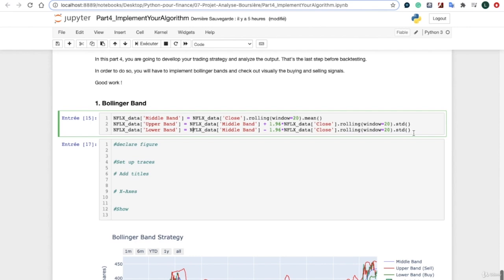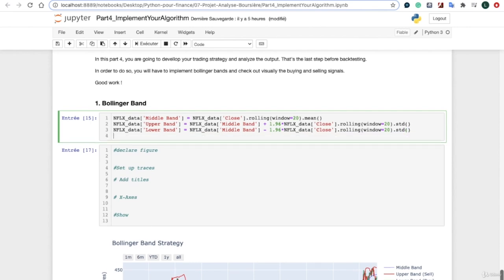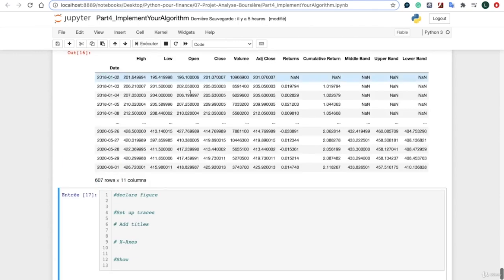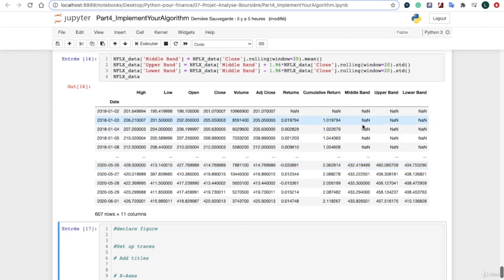Okay, once you have everything, we are going to check how our data frame has been impacted. Execute. And the result that we have here makes total sense because we're making an average of the 20 last days, which means we don't have any data for the 21st day. And we have data until the latest day that we are studying, which means the 1st of June. Middle band, upper band, and lower band.